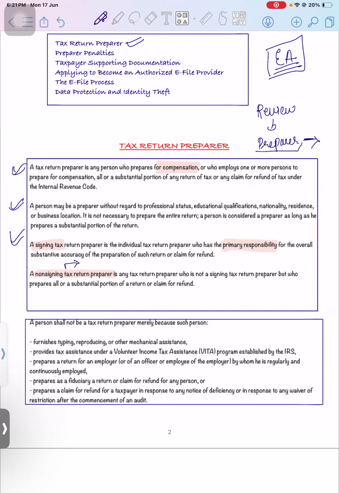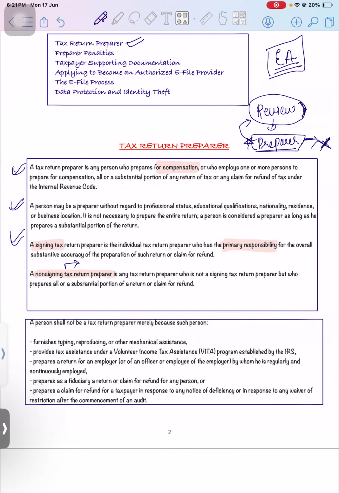So the preparer who is going to prepare the return is going to prepare all the work papers and enter the whole work paper into the tax return and everything. So he is not going to sign the return, but can I say he has prepared the substantial portion of the return, right? So he is a tax preparer, but he will be called a non-signing tax preparer. Same way, his work will be reviewed by one of the seniors, okay?